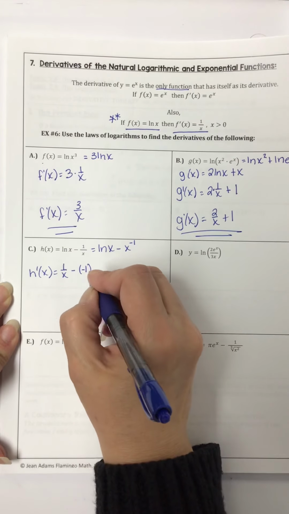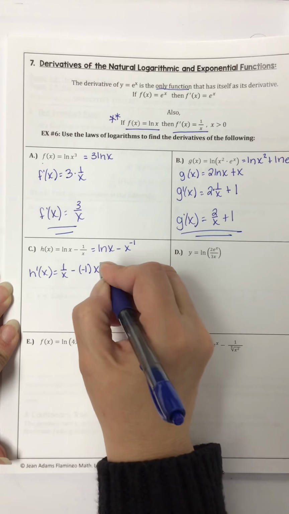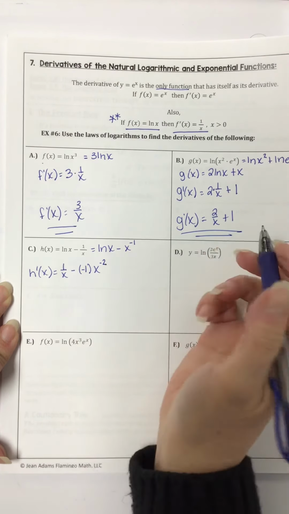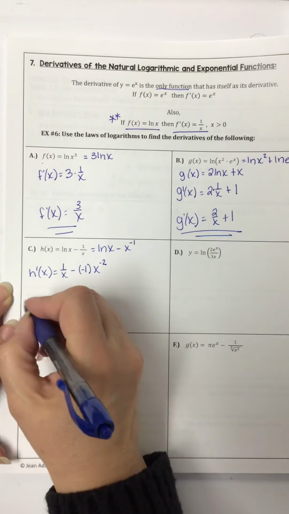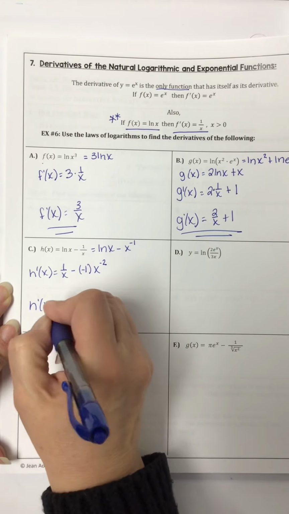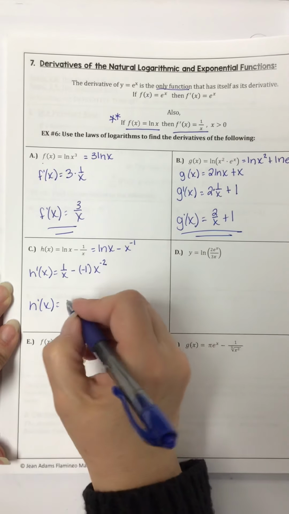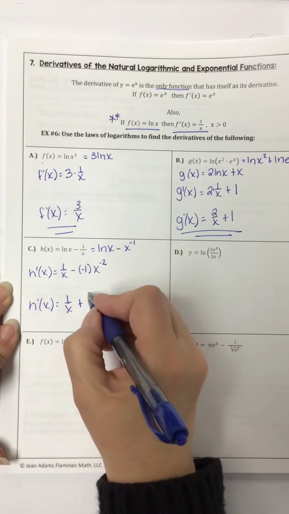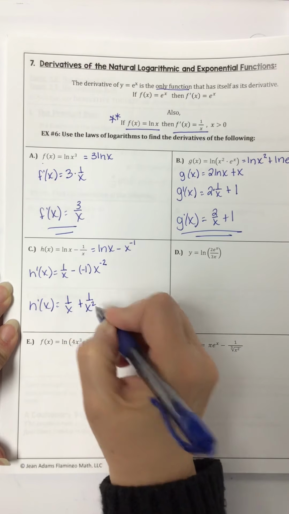Well, I bring that negative 1 down, and I would get x to the negative 2, correct? Because I have to subtract 1. So then simplifying there, h prime of x, the derivative of h of x, is 1 over x plus 1 over x squared.